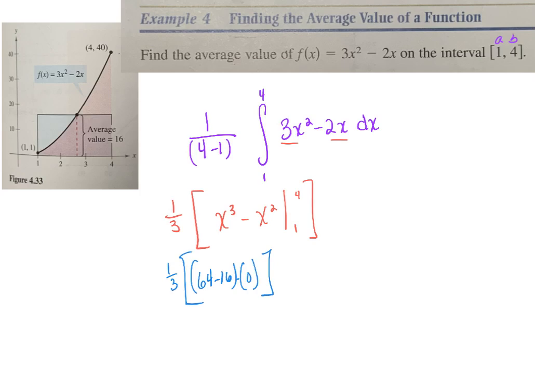Right. And then I'm going to get, what, 48, 1/3 times 48, which is going to give me 16. So if I were to do the average value here, the average value then would be 16, average value of the function.